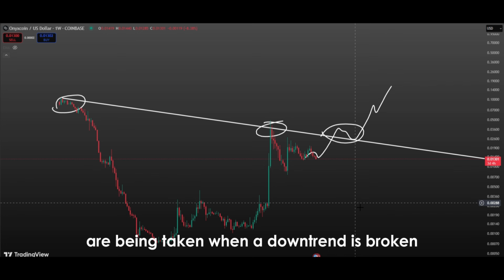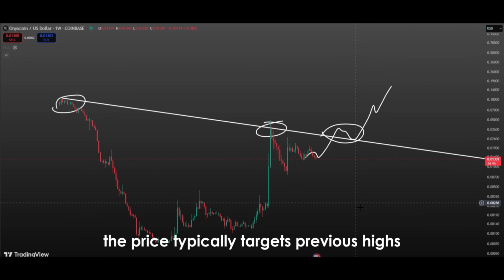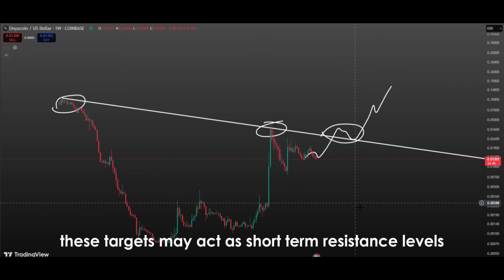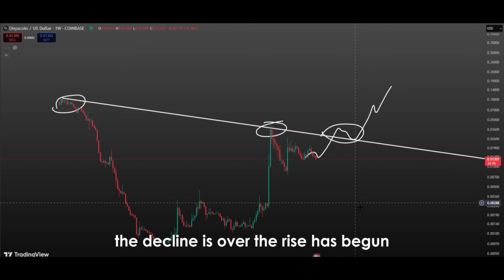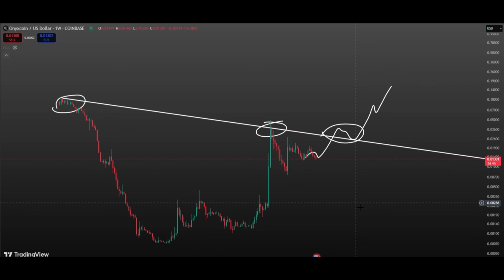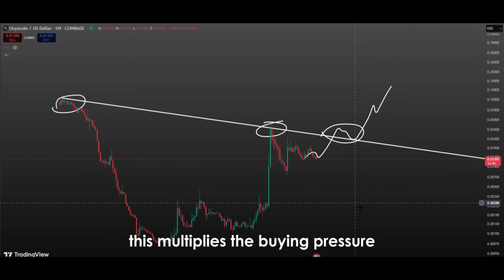When a downtrend is broken, the price typically targets previous highs. These targets may act as short-term resistance levels, but if there's strong buying momentum, they can be overcome quickly. When investors see this breakout, they enter the market with the thought, the decline is over, the rise has begun. This multiplies the buying pressure.